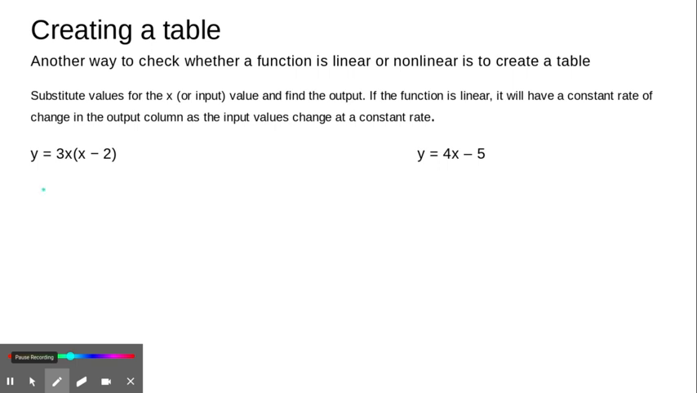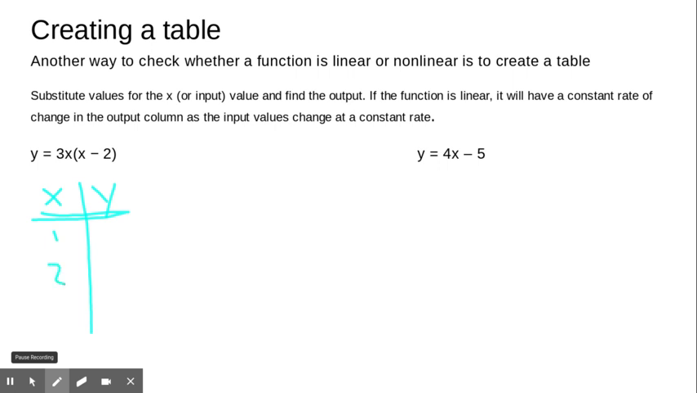So I'm going to go ahead and say, okay, I have an x and a y, and here's my table. You can pick any values you want for your x. I'm going to pick 1, 2, and 3. Again, you could pick any values you want to. So since my first value of x is 1, I'm going to take that 1 and plug it into my equation. So I have y equals 3 times 1 times 1 minus 2.